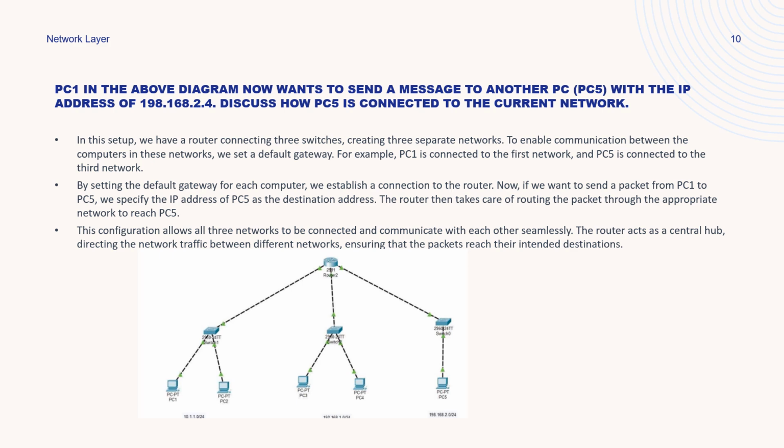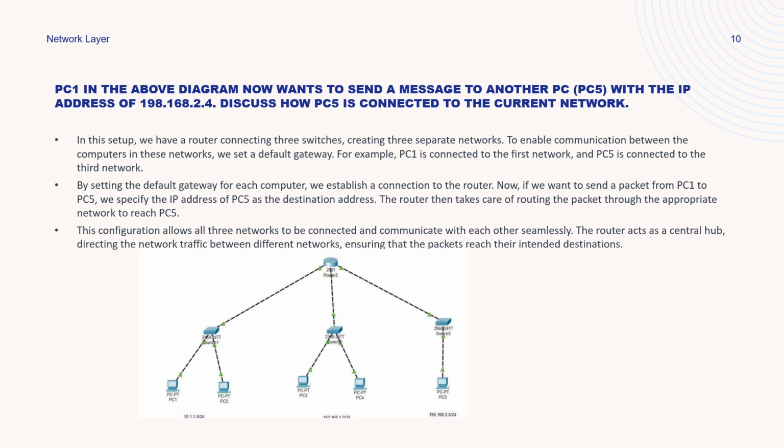In this setup, we have a router connecting three switches, creating three separate networks to establish the communication between the computers. In this network, we set a default gateway. For example, PC1 is connected to the first network and PC5 is connected to the third network. By setting the default gateway for each computer, we establish a connection to the router.